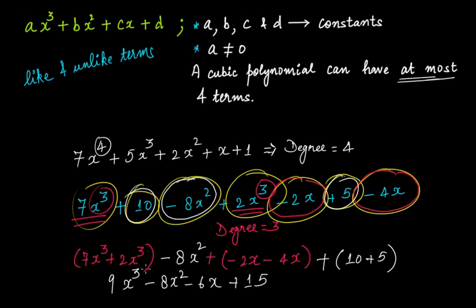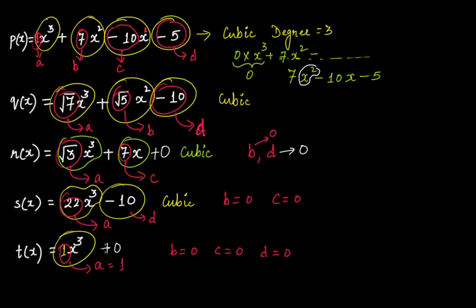So this is a cubic polynomial which has 4 terms. It can have at most 4 terms, right? It can have only 1 term, like we saw in this case. Here it was just x cubed, so it has only 1 term. In this case, it has only 2 terms. In this case, it has 3 terms. In this case, it has 3 terms. In this case, it has 4 terms. You can't have the 5th term. You can't have the 6th term, right?